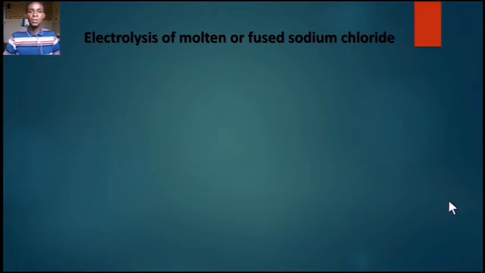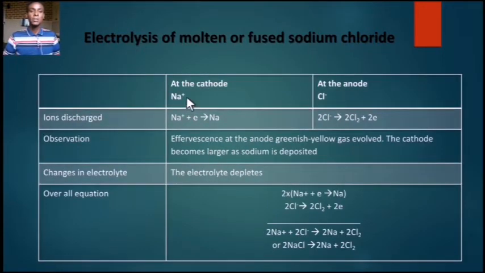So in this case, there is no competition. We have the sodium ion and we have the chloride ion in regards to the electrolysis. The sodium ion and the chloride ion are the only ions present at the cathode and at the anode respectively. So sodium will be discharged, whereas chlorine gas will be discharged. From this discharge, you can make an observation. Sodium will be deposited at the cathode, whereas chlorine gas will be evolved at the anode. Chlorine gas is greenish yellow. So, effervescence at the anode, greenish yellow gas evolved. The cathode becomes larger as sodium is deposited.